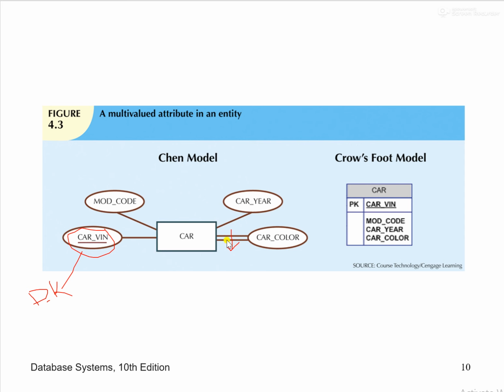So how can we show that it is a multi-valued attribute? In Chen model we represent a multi-valued attribute with a double line, but there is no particular notation used in Crowfoot model to show the multi-valued attribute. It is written like a normal attribute, but the primary key is identified over here. We write pk to mean primary key, and we underline it in Crowfoot notation.